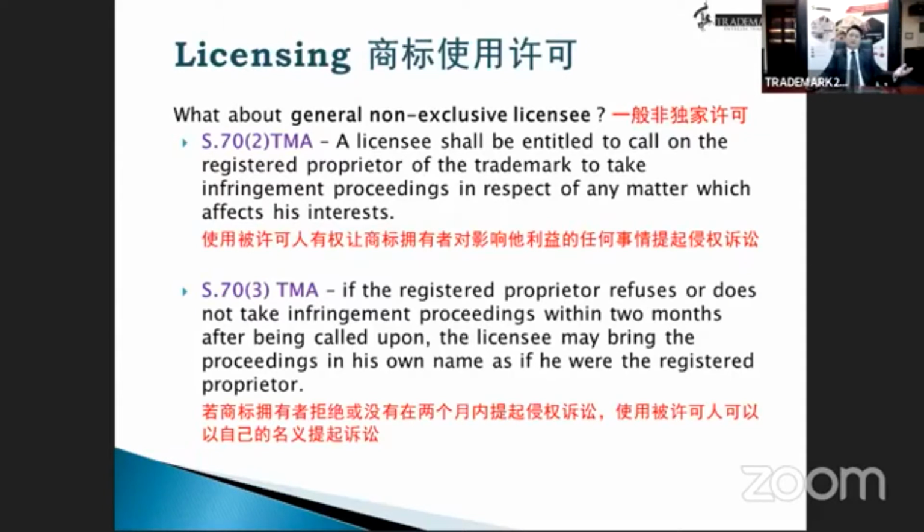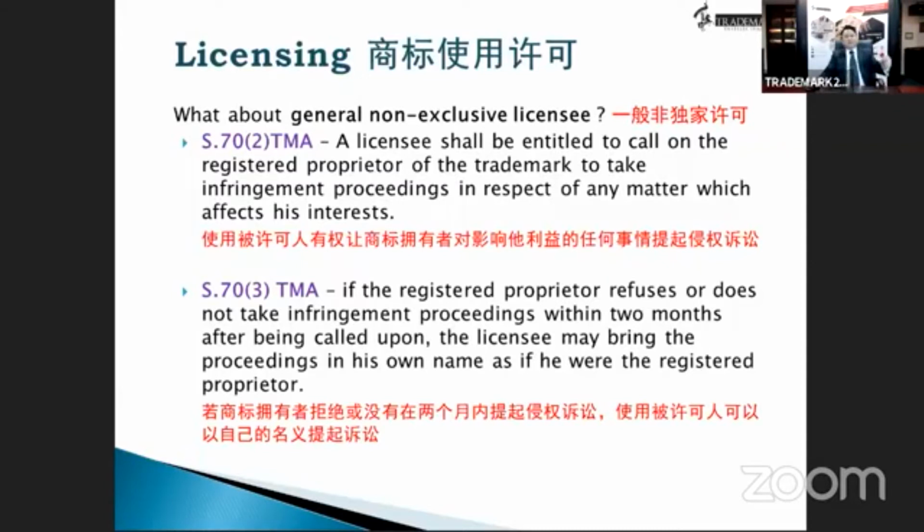Okay, this poor thing. Well, basically under section 70, you cannot simply sue somebody in the name of the registered proprietor. You need to serve notice on your own registered proprietor that you intend to sue somebody for infringement. And of course, under section 73, the Trademark Act says that within 2 months, if there's no response from the registered proprietor, the licensee may bring the proceeding in his own name as if he were the registered proprietor.